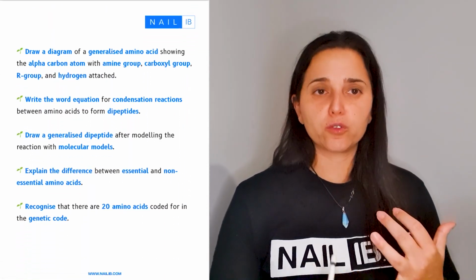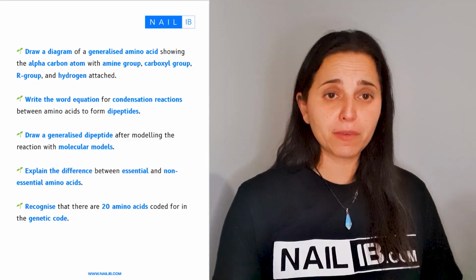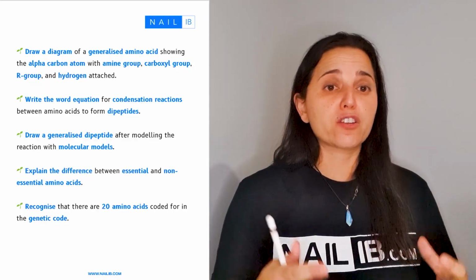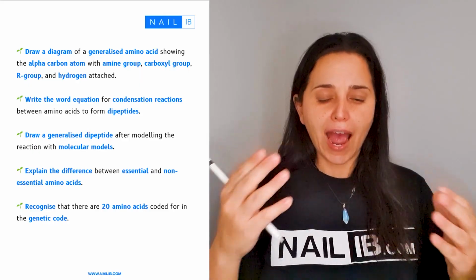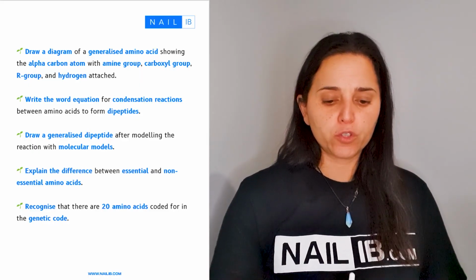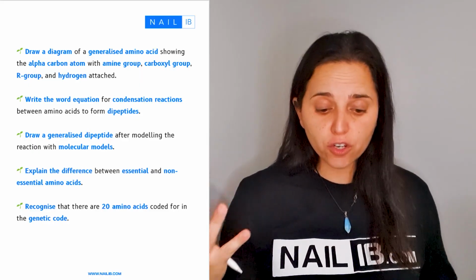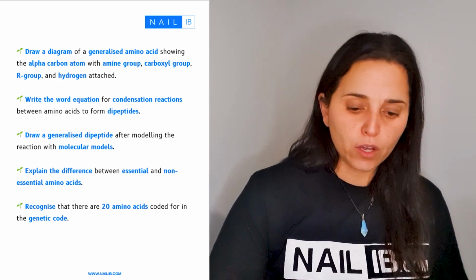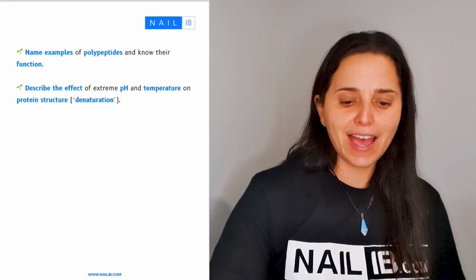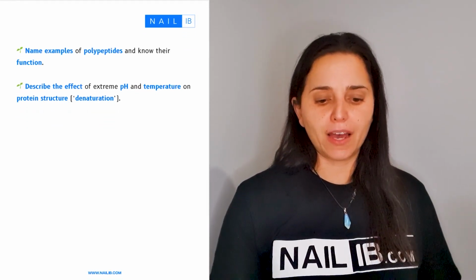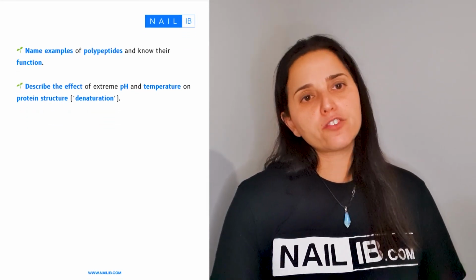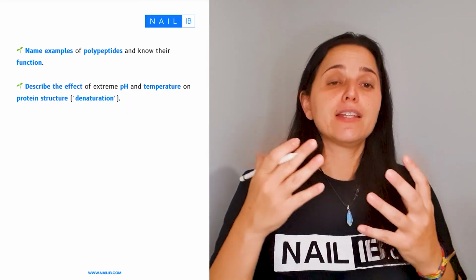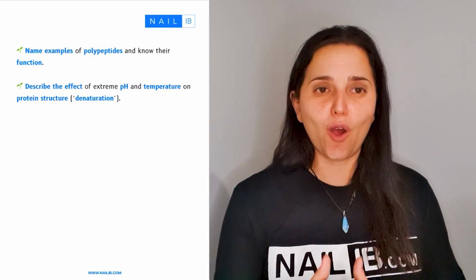So what have you learned? How to draw the amino acid, looking at the carboxyl, the amino, everything. We talked about the equation of the condensation reaction with amino acids. We talked about how to draw a dipeptide. We talked about the difference between essential and non-essential. We have talked about and recognized all the 20 amino acids and how the genetic code can affect them. We also talked about examples of polypeptides and their functions. And eventually we learned about pH and temperature, and how these two factors can denature a protein if they're put in the wrong place.